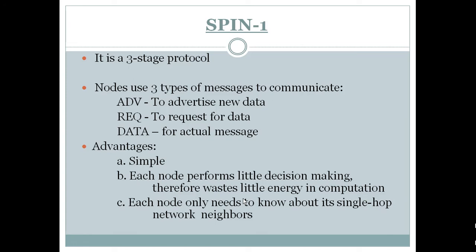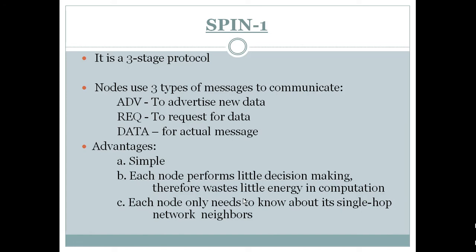The third advantage of SPIN-1 is that each node only needs to know about its single-hop neighbor. Because I don't have to consider the maximum number of hops that I have been allocated, I have to worry only about my single neighbor in the network, right? So this is how SPIN-1 works.